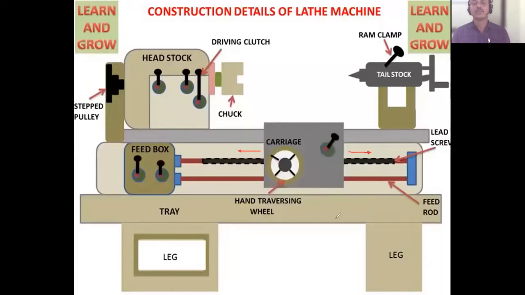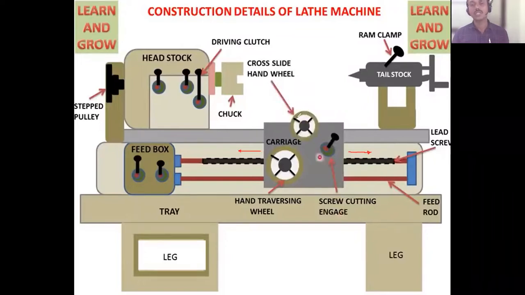So this one is the half nut. This half nut is used when the movement of the carriage has to be made automatic. It is required to move automatically when we have to perform a threading operation. When we use this half nut, the gears of the carriage engage with this lead screw, so it will move along with the moving of the lead screw.